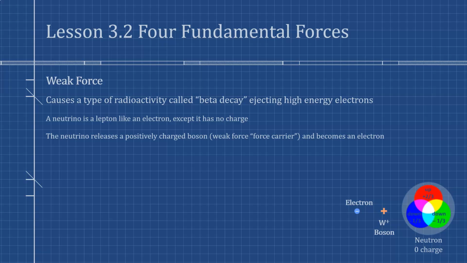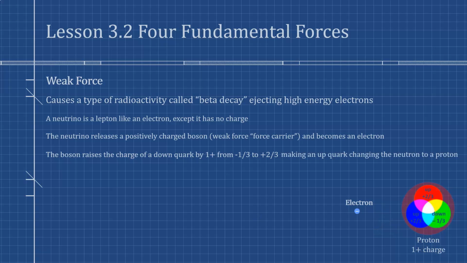It's capable of interacting with the particles, the quarks that make up a neutron. What's going to happen? Well, that boson is going to raise the charge of a down quark by 1. I have a down quark that has a charge of negative 1/3. Now, if I raise its charge by 1, it's going to have a plus 2/3 charge. So what's going to happen to that down quark now that it has a plus 2/3 charge? Well, instead of a down quark, it has to be an up quark.